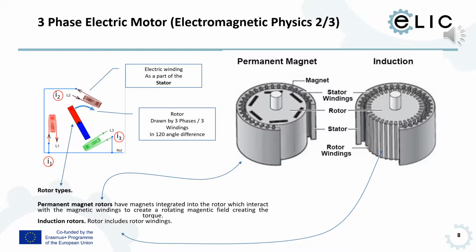This slide shows two types of rotors. One is a permanent magnet rotor and the other one is the induction rotor. Permanent magnet rotors have magnets integrated into the rotor which interact with the magnetic windings to create a rotating magnetic field, creating the torque. The other one is the induction rotor used in induction motors, and here to create these magnetic fields the rotors include rotor windings.